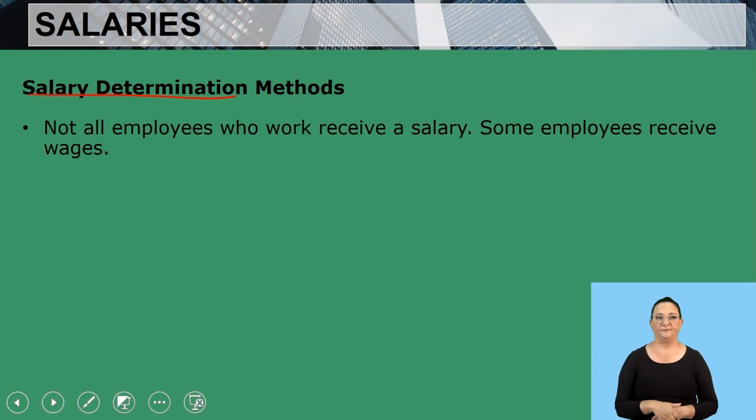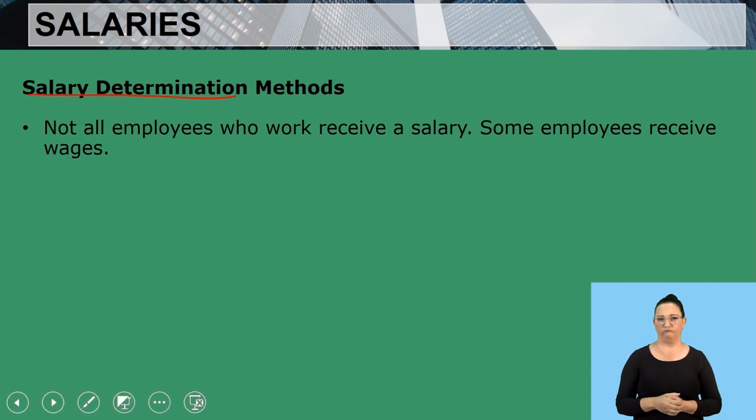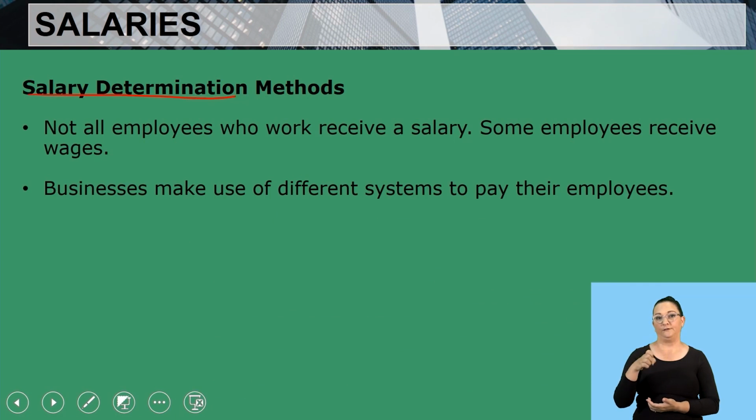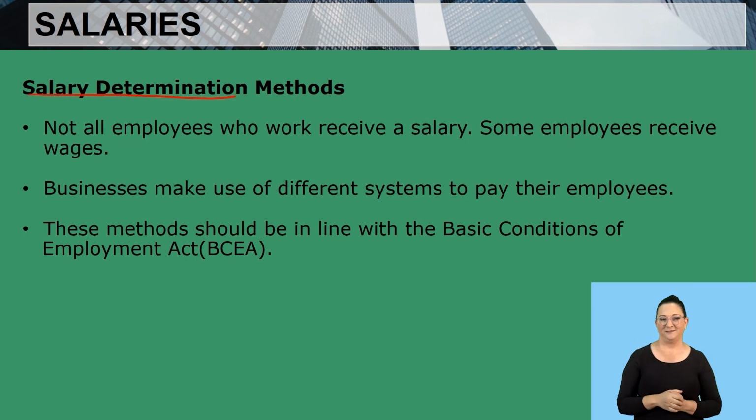It says there that not all employees who work receive a salary. Some employees receive wages. Now, I am sure that you know that already. Businesses make use of different systems to pay their employees. And it is very important to note that these systems must be in line with the Basic Conditions of Employment Act. Now, you will remember from our definitions that the Basic Conditions of Employment Act is there to make sure that they set the minimum acceptable working conditions for the employees.